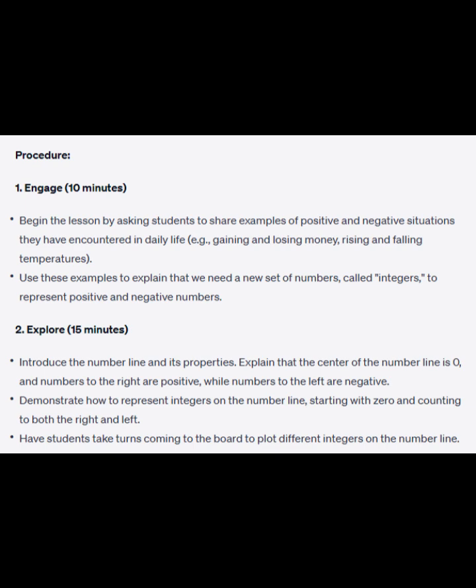2. Explore, 15 minutes. Introduce the number line and its properties. Explain that the center of the number line is 0, and numbers to the right are positive, while numbers to the left are negative. Demonstrate how to represent integers on the number line, starting with 0 and counting to both the right and left. Have students take turns coming to the board to plot different integers on the number line.